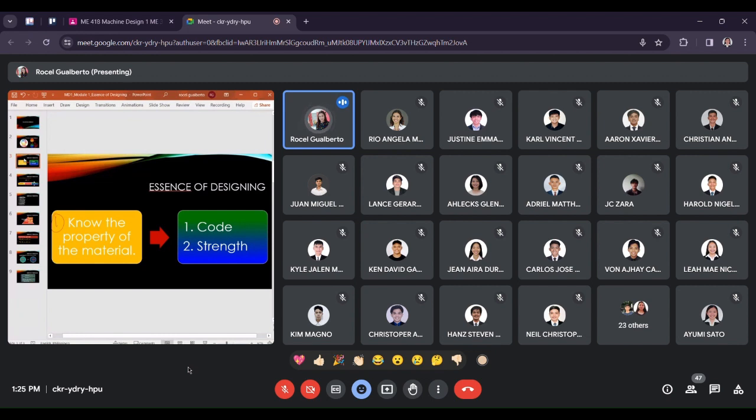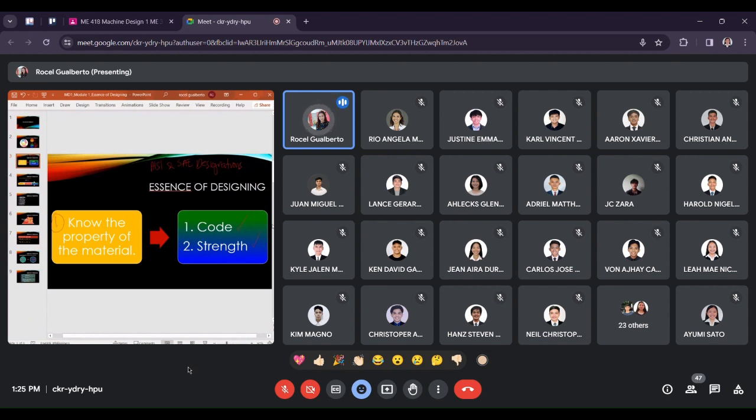Okay? So, to know the property of the material, you should know first the code. And then the other one, you should know the strength of it also. Okay? So, dun muna po tayo sa code. Alin po yung sinasabi natin na codes? Meron po tayo from our materials engineering, AISI, and SAE designations. Okay? So, these two are two industries engaged in designating steel or naming the steel.